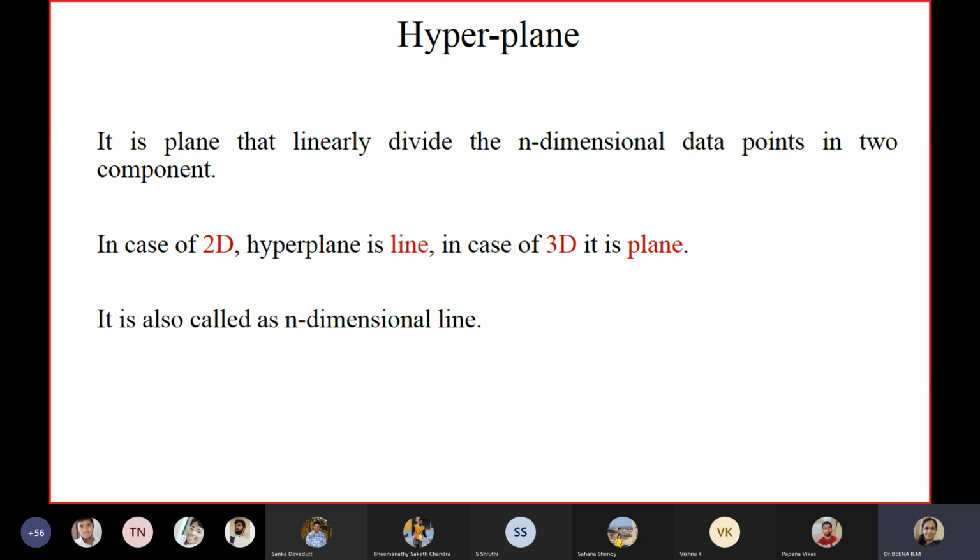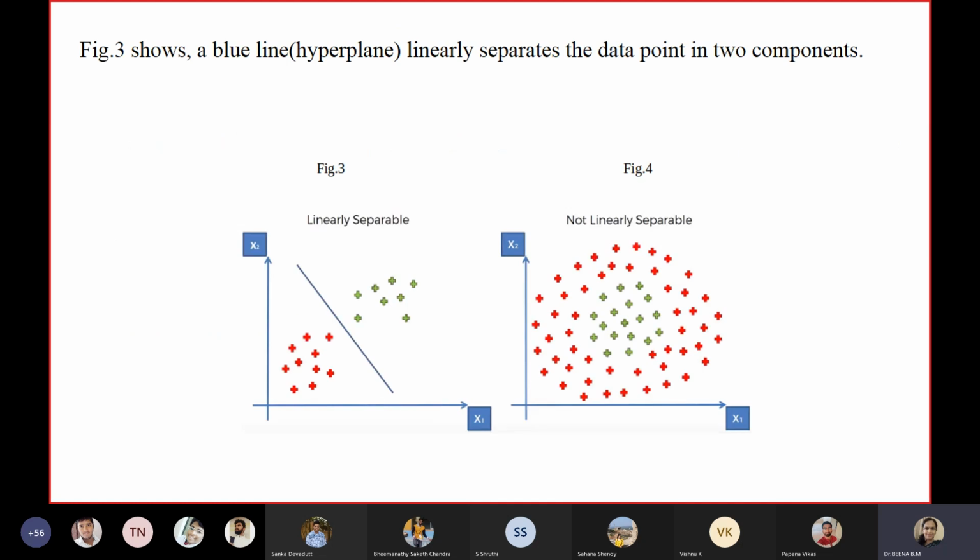Next, hyperplane, how it is mathematically represented. It is a plane that clearly bifurcates the complex data into different classes. In case of 2D, two-dimensional, the hyperplane is a line, and in case of 3D, the hyperplane is a plane. It is also called an n-dimensional line.